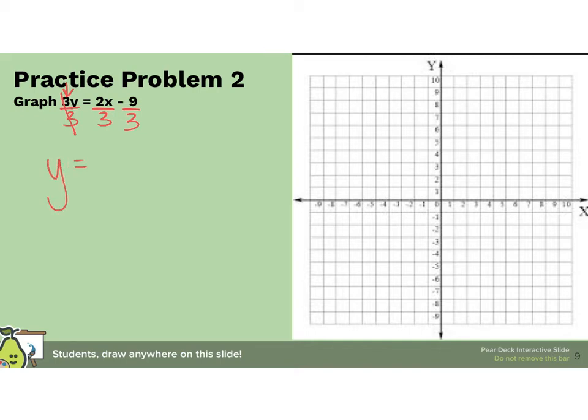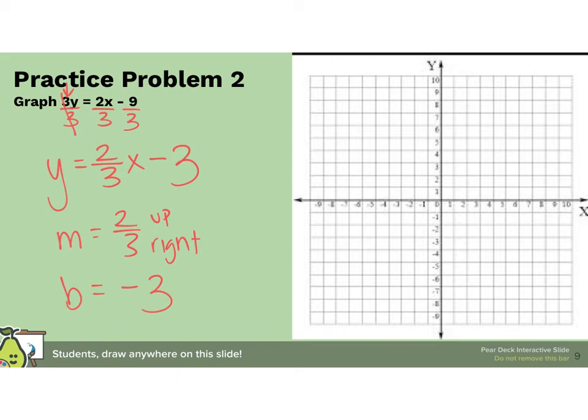2 divided by 3 stays 2/3, okay? It's a fraction. We want it to be a fraction. It's our slope. And then we keep the x. This is a negative. 9 divided by 3 is 3. What's the slope here? 2/3. What does that mean? Up 2, right 3. What's the y-intercept here? -3.